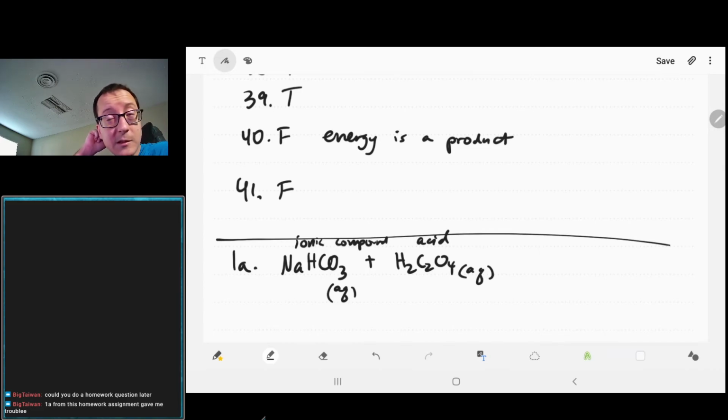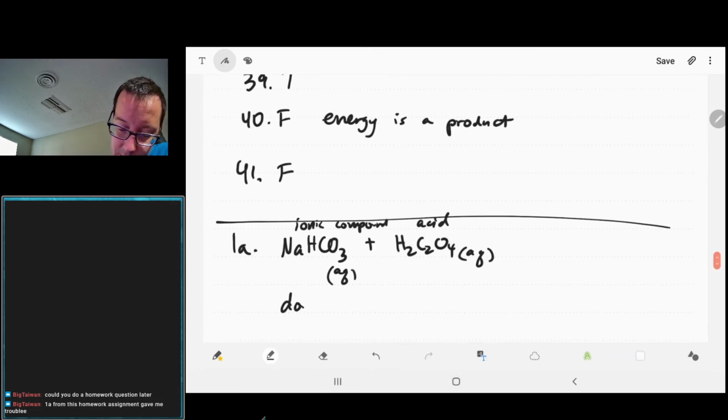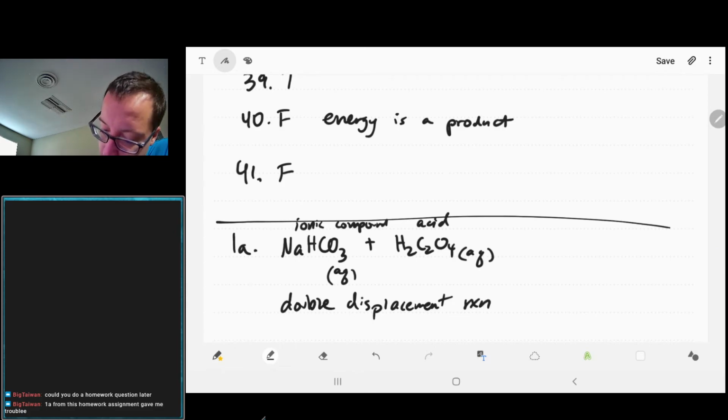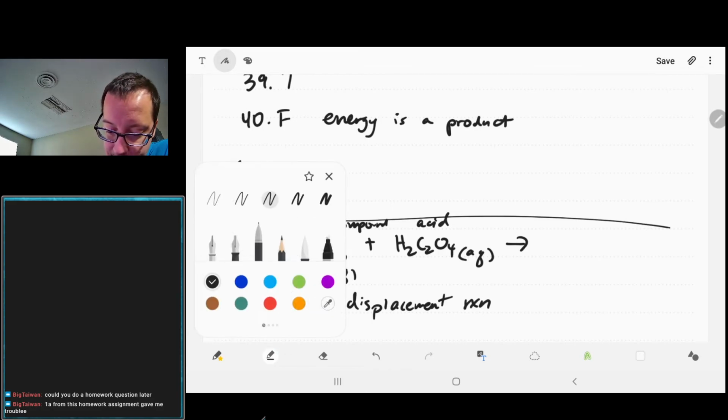Remember, 2 compounds put together like this means it's a double displacement reaction. When we're doing things like this, it's a double displacement. All right, so we can identify 2 ionic compounds together. That's a double displacement reaction. Always, always, always. All right, so if it is a double displacement, we're going to have to swap our components here.